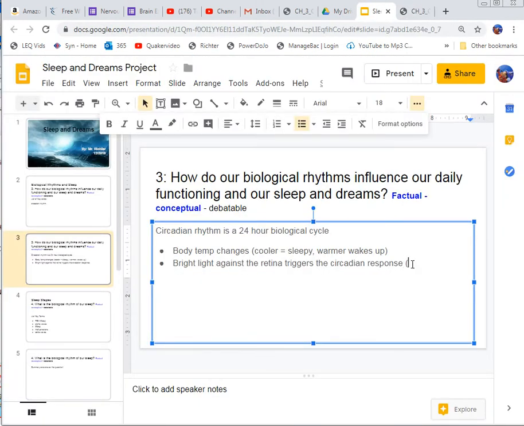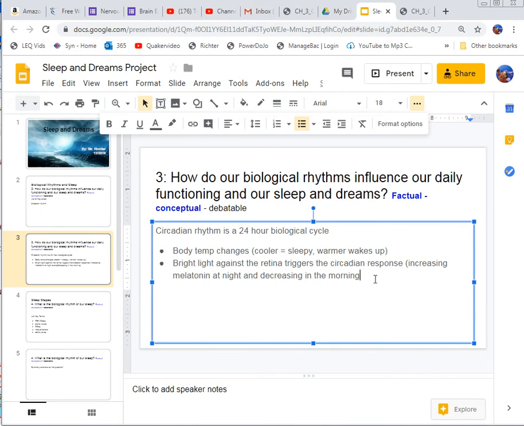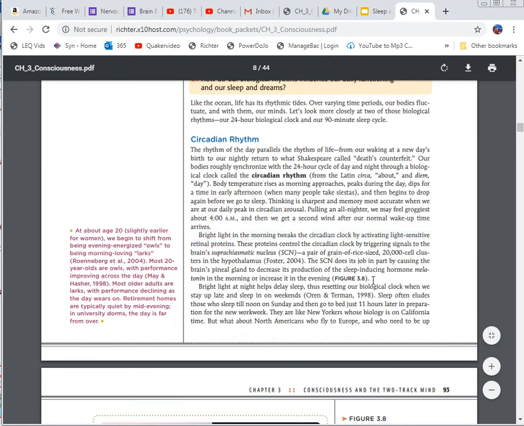And I could say increasing melatonin at night, or in other words, when it's darker, and decreasing it in the morning as it starts to sense light. So that's kind of how the process works. And then what else do we got? Then there's a little figure. It's going to be on the next page.